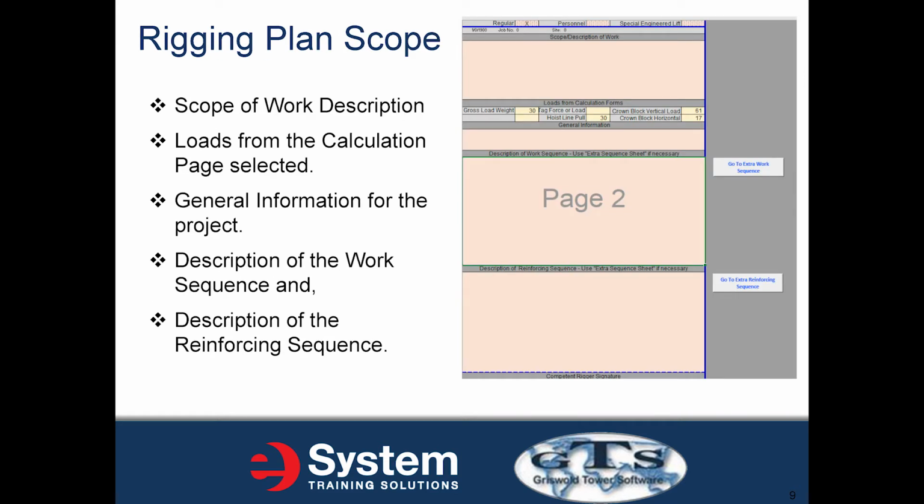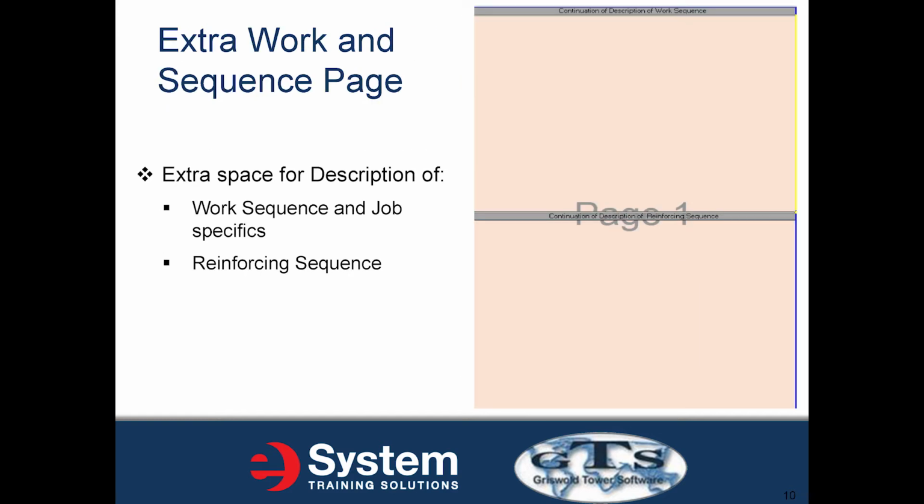Now, further down on the same sheet is a location for the scope of work description, the loads from the calculation page that you have selected, general information for the project, description of the work sequence, and description of a reinforcing sequence if that's going to be what's happening on this particular project. In the case where you don't have enough room on either the work sequence or reinforcing sequence, there's an extra page. Should give you more than enough room for that.